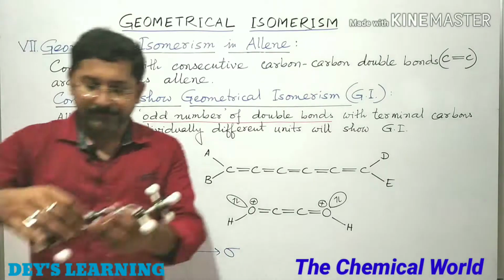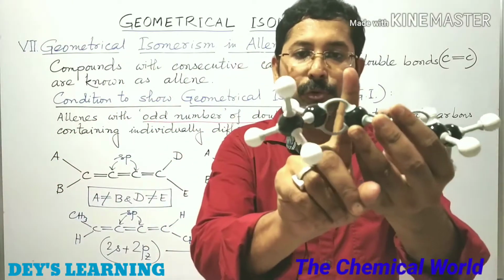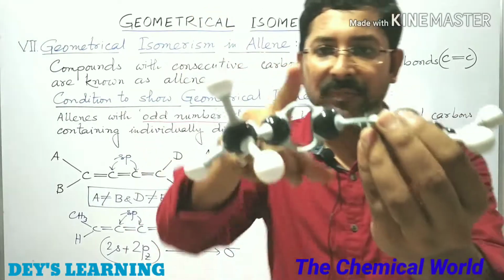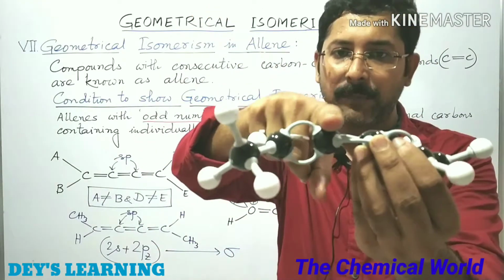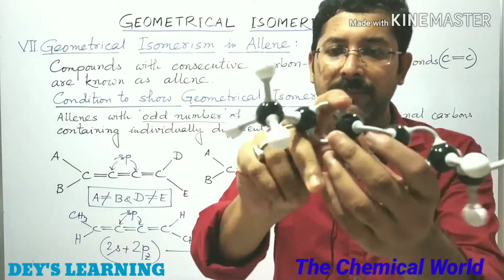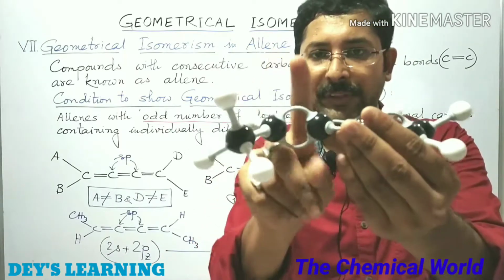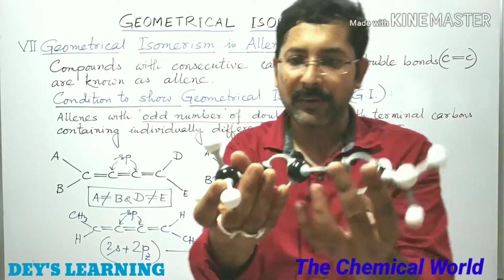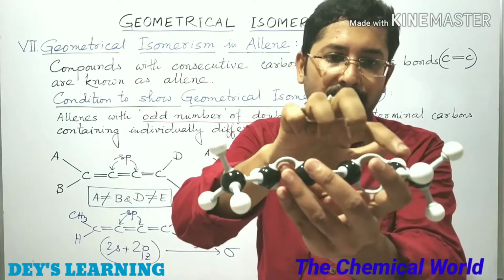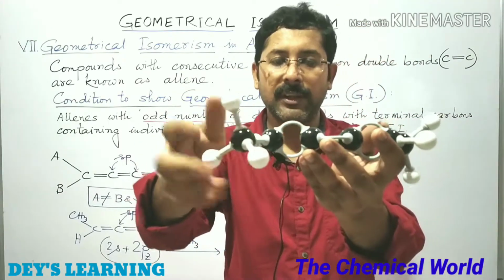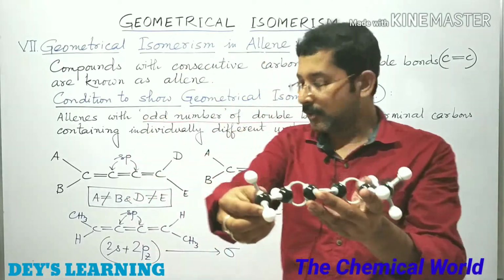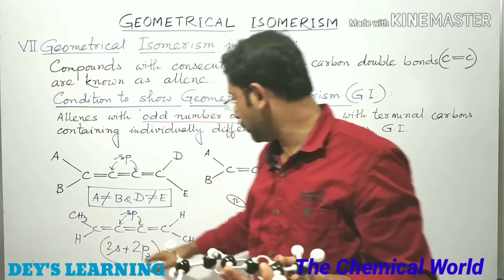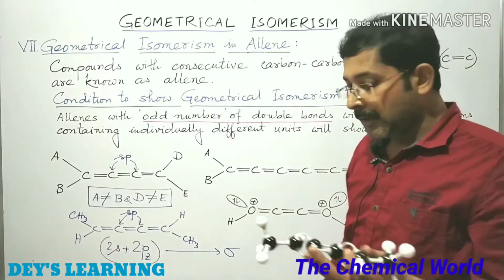What happens here? Look at here. These two pi bonds are in perpendicular planes, and as a result, this one is perpendicular to this one, and this one is also perpendicular to this one. As a result, these 4 bonds, 1, 2, 3, 4, become in the same plane. As a result of that, this molecule will show geometrical isomerism.